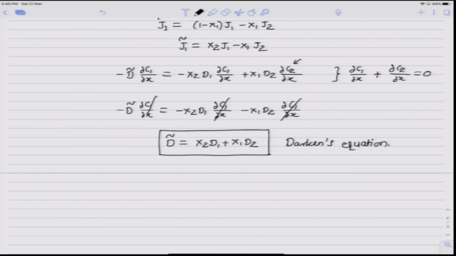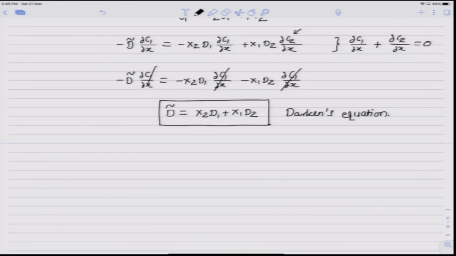This helps in converting the interdiffusion coefficients into intrinsic or reverse. Now how do we actually determine these intrinsic diffusion coefficients? We will see in the next class. Thank you.